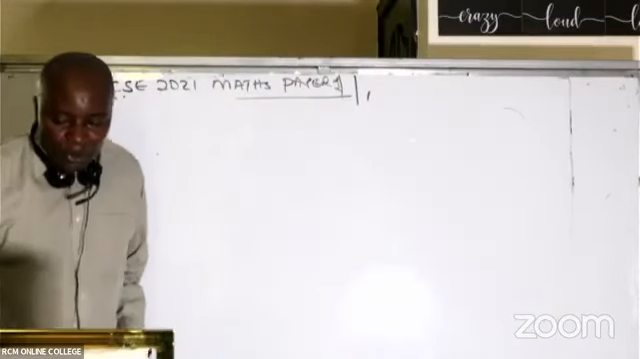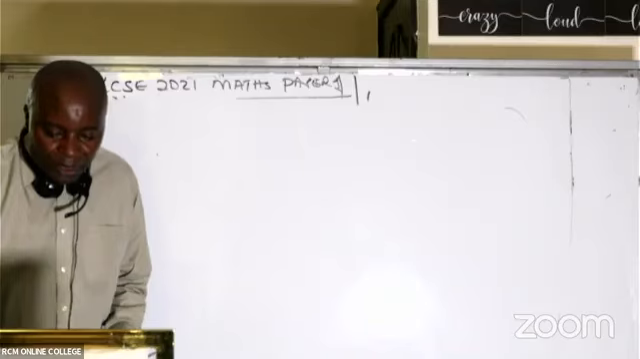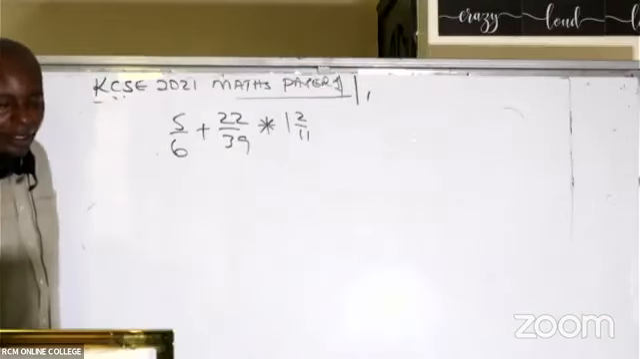So denominator, what do we have here in the denominator? If I share my question with you, ladies and gentlemen, this is what I have in the denominator. You can see it is 5 over 6 plus, yes, that's plus, not divide, 22 over 39 times 1 and 2 over 11. Thank you so much. So this is what we find ourselves with in the denominator.